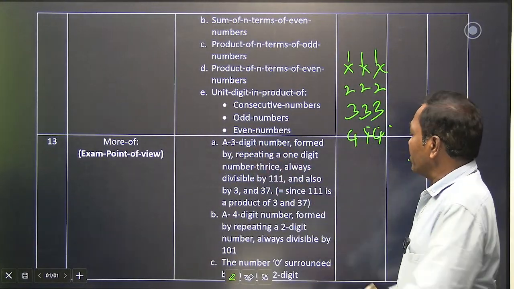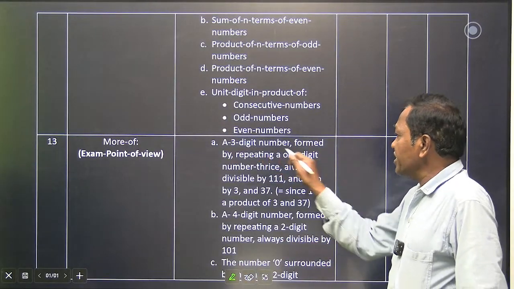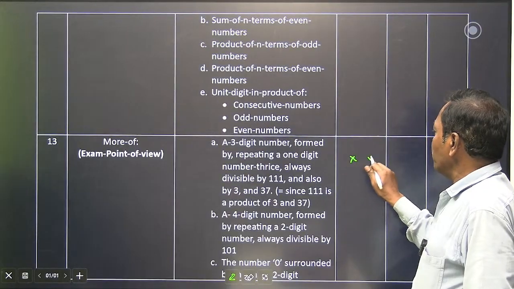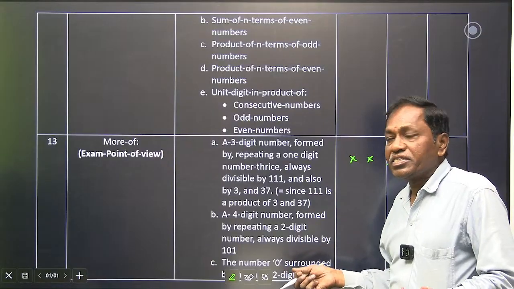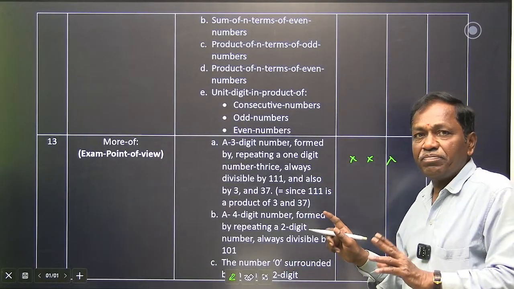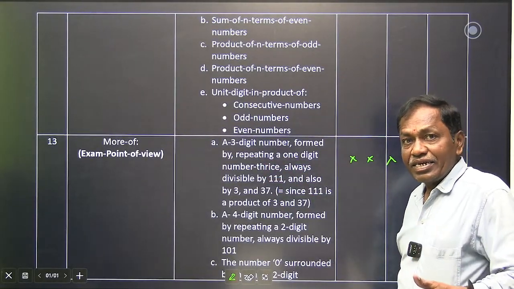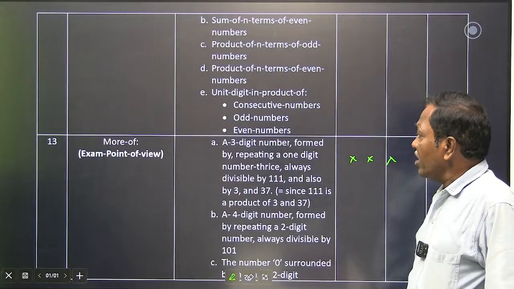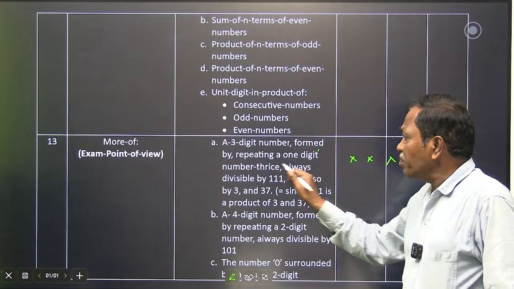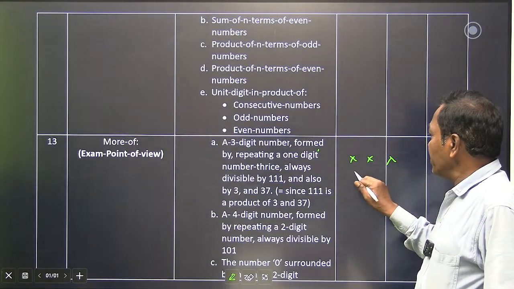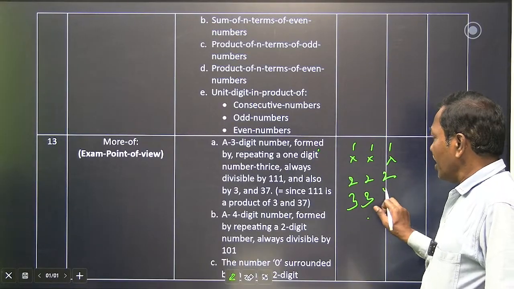When you see a 3-digit number, you have to write immediately, 3 X marks. Because we do not know which is the 3-digit number, you should not waste time. You should not repeat the question once again; you can avoid reading the question again and again. A 3-digit number formed by repeating a 1-digit number thrice. Maybe here you can take 1, 1, 1 or 2, 2, 2 or 3, 3, 3 and so on.